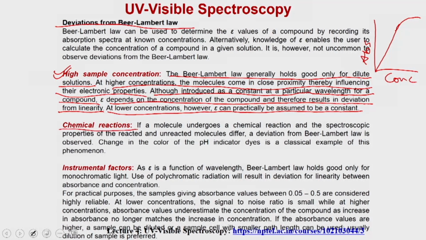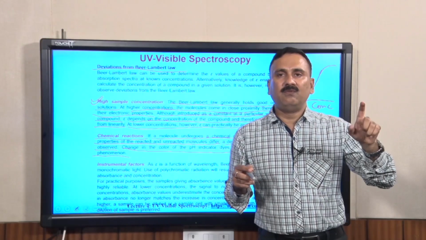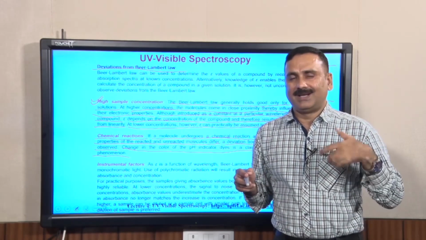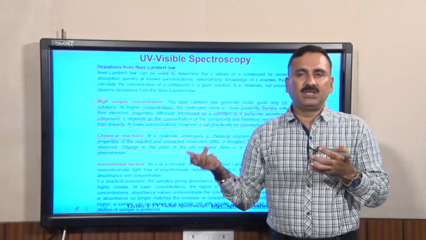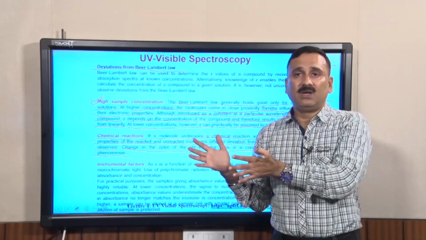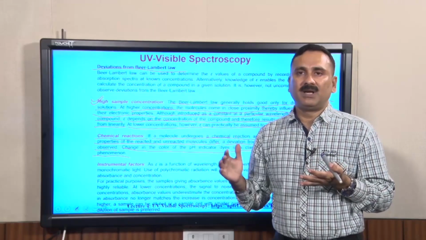The second thing is chemical reaction. If the molecule undergoes a chemical reaction and the spectroscopic properties of the reacted and the unreacted molecule differ, then you will observe a deviation from the Beer-Lambert law. The change in the color of a pH indicator dye is a classical example of this phenomenon. So, if you are following a particular molecule which is colorless, it is going to give you some absorption, but suppose with a change of pH it changes its color, then it is going to give you a different absorption, and in that case it is not going to follow the Beer-Lambert law.